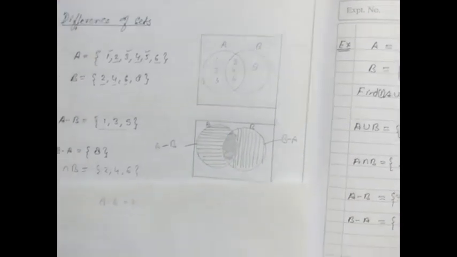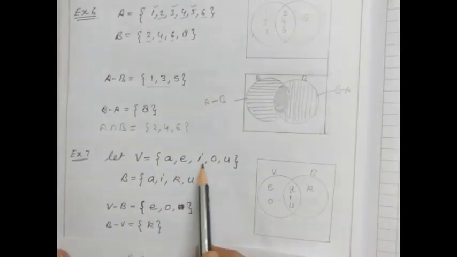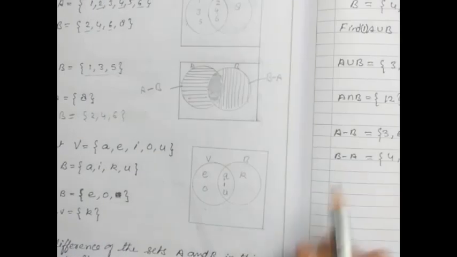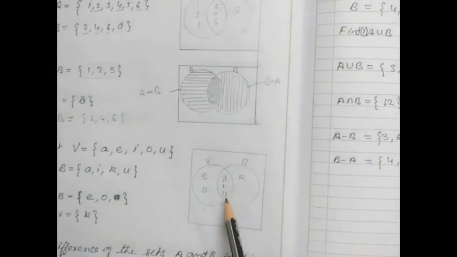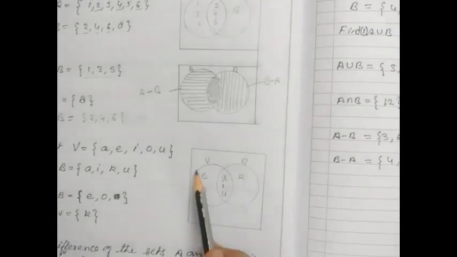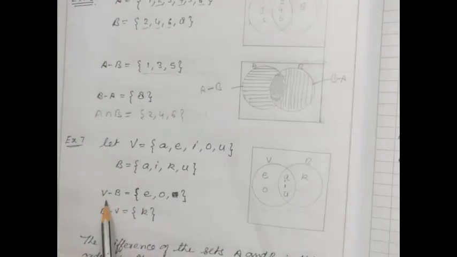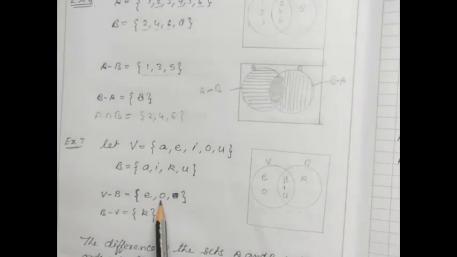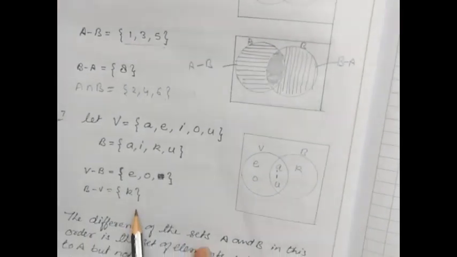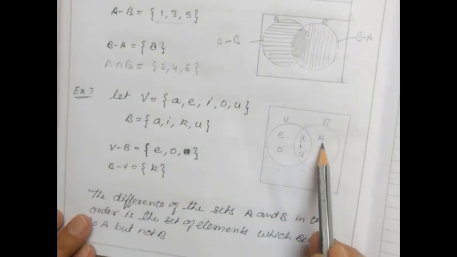Now we take another example. We take set V as the vowels A, E, I, O, U, and B as A, I, K, U. Here again the common elements are A, I, U, and E, O, and K are the elements of V and B respectively which are not common. So V minus B will be written as E and O, and B minus V will be written as K. Only K is the element which is not present in V, it is only in B.